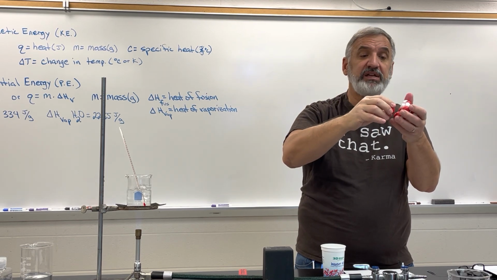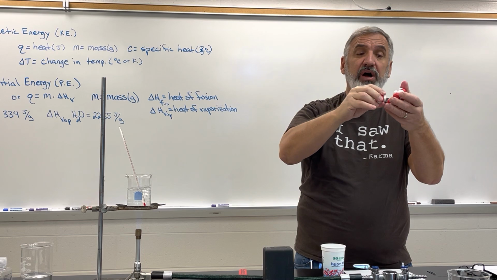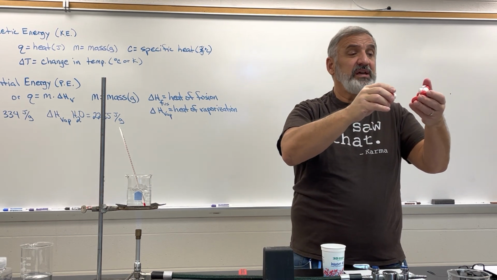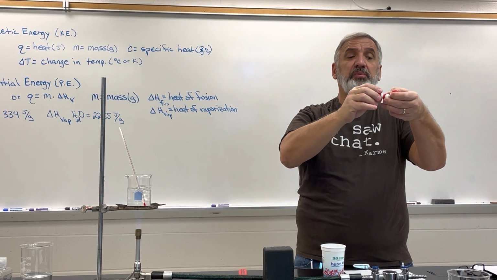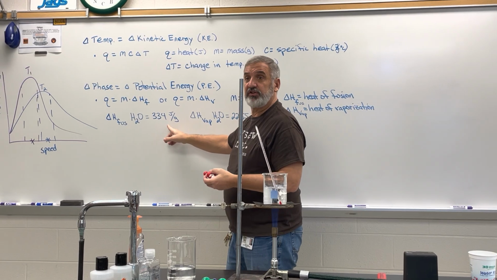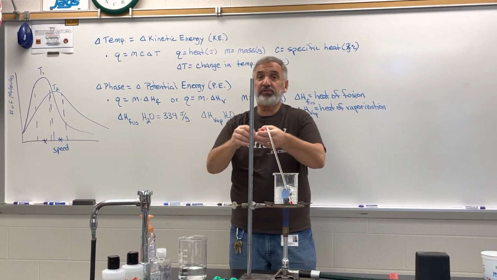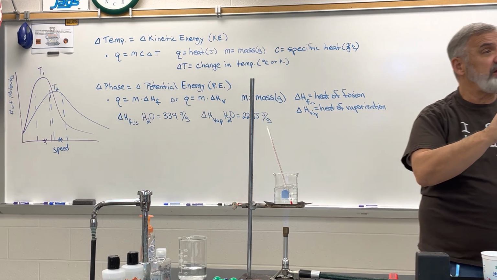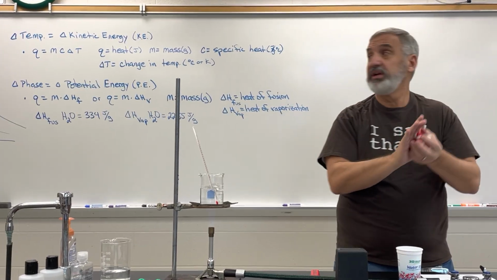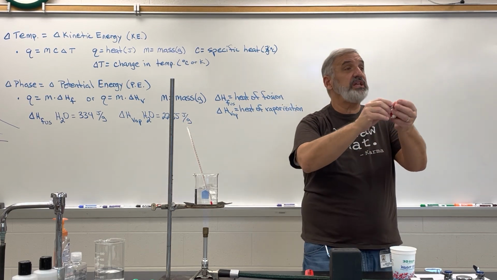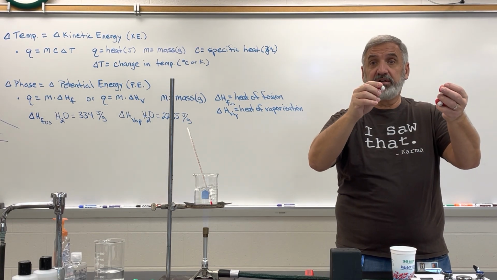When I start breaking those bonds, now I'm changing their potential energy, because it takes energy to break them. It takes 334 joules per gram to break a gram of water molecules apart from one another. Actually, to break the hydrogen bonds and let them just start rolling around. It takes 2,255 joules per gram to completely break them apart from one another.